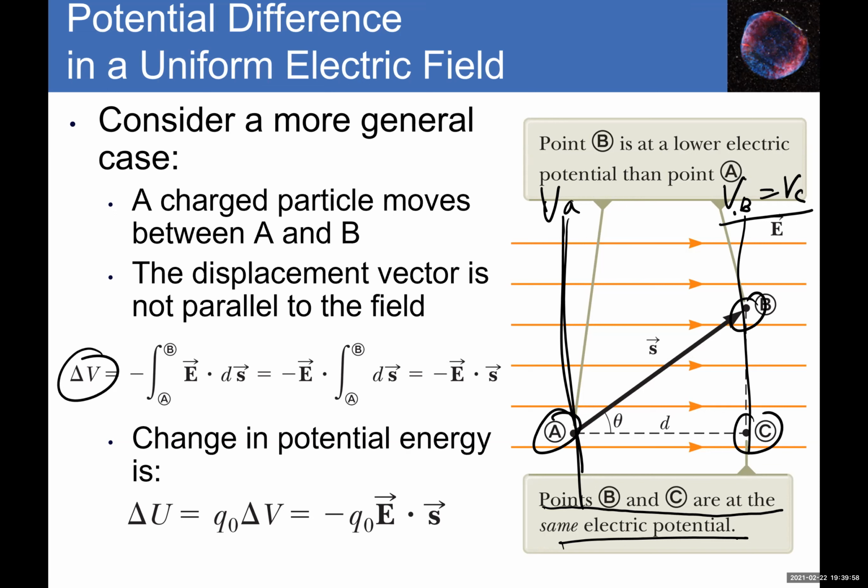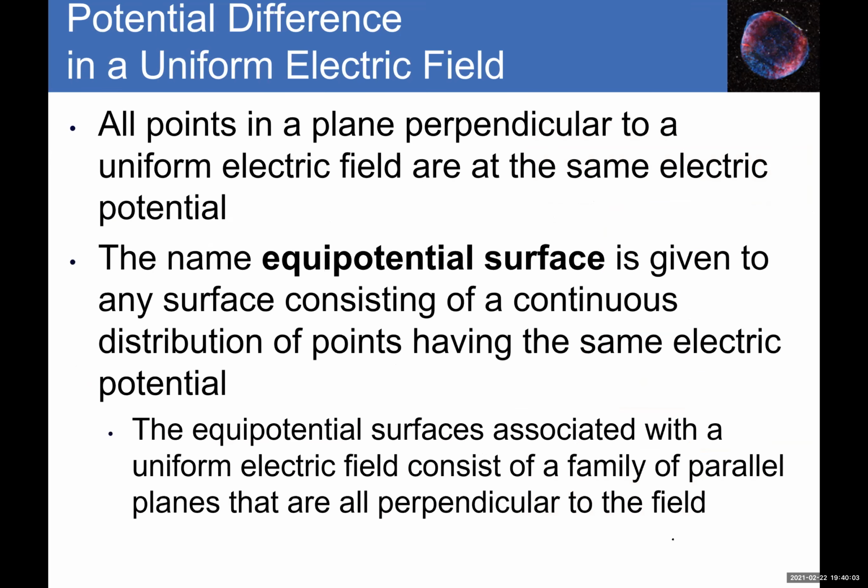That's why the potential energy is path independent when the field is doing work. All points in a plane perpendicular to the uniform electric field are at the same electric potential. This is known as an equipotential surface. We're going to do a nice lab on equipotential surfaces. As the name suggests, these are surfaces where the potential is all exactly the same, and we can use them to find the electric field because there's a very important connection between them.